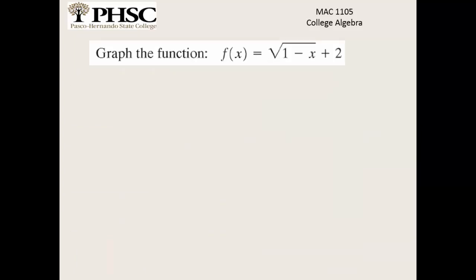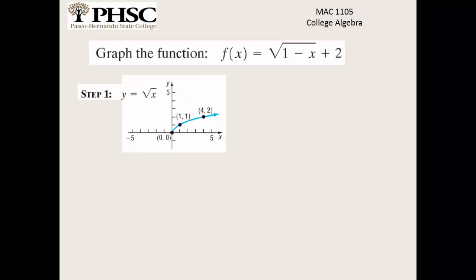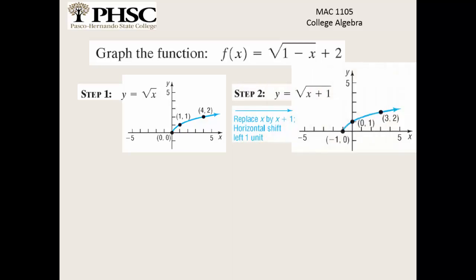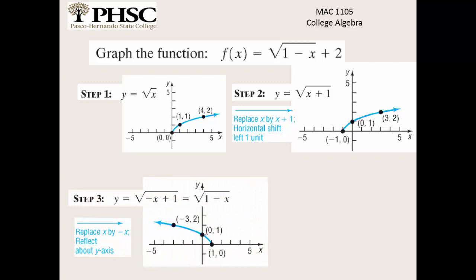So here we have f of x equals the square root of 1 minus x, plus 2, so the base function is y equals square root of x. The first thing we're going to do is replace x by x plus 1, so it's going to be a horizontal shift to the left by 1 unit. Then we're going to replace x by negative x, which reflects it about the y-axis. And by replacing x with negative x, it allows us to rewrite this as 1 minus x, which is what we had originally.